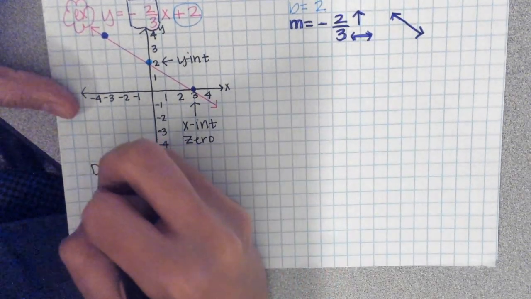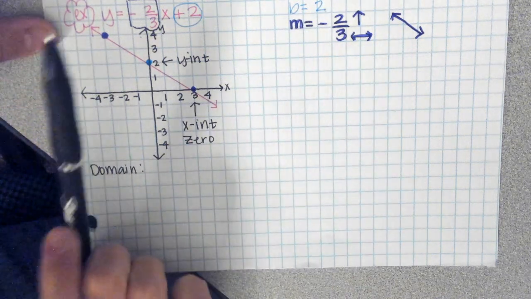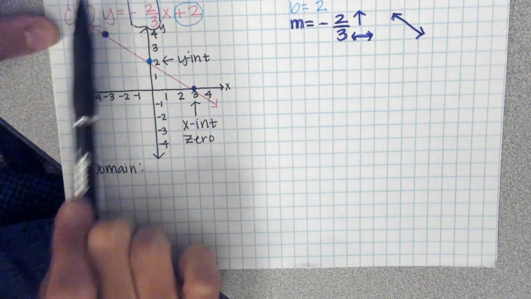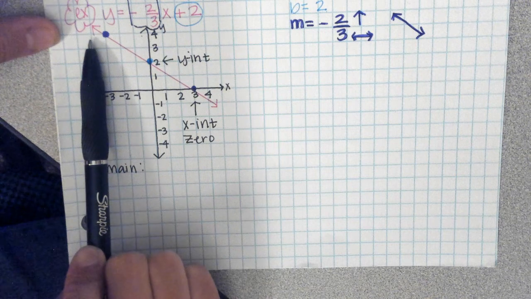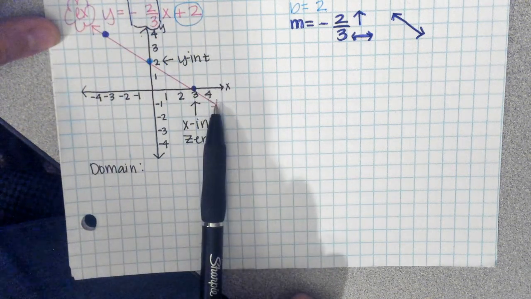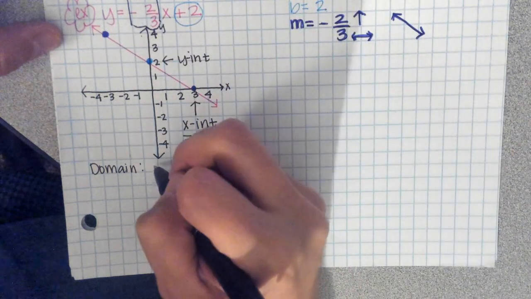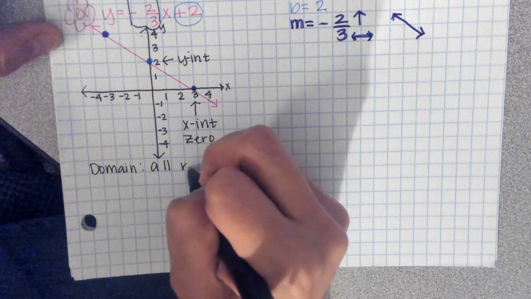My domain here, left to right. I come in from the left, I first touch it at an arrow, so I know it's going to be negative infinity. Keep going, I end at an arrow, so it's going to be another infinity. So from negative infinity to infinity, all real numbers.